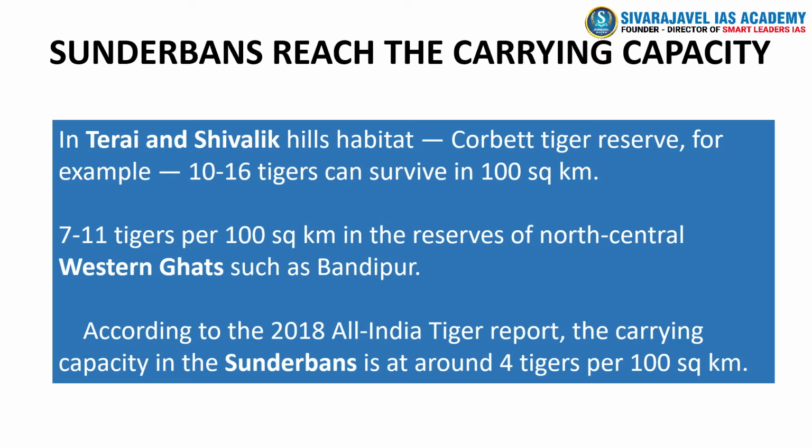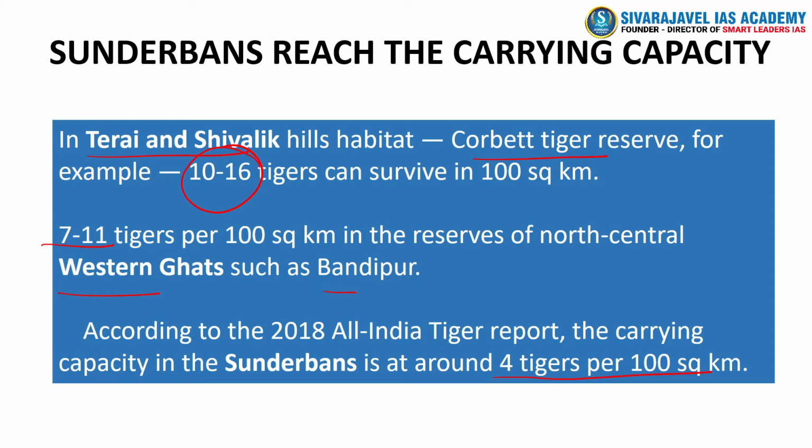In the Terai and Sivalik Hills habitat, for example in the Corbett Tiger Reserve, 10 to 16 tigers can survive in a 100 square kilometer area. And in the Western Ghats region, only 7 to 11 tigers can survive in a 100 square kilometer area, for example Bandipur. And according to the 2018 All India Tiger Report, the carrying capacity of the Sundarbans is only 4 tigers per 100 square kilometers.